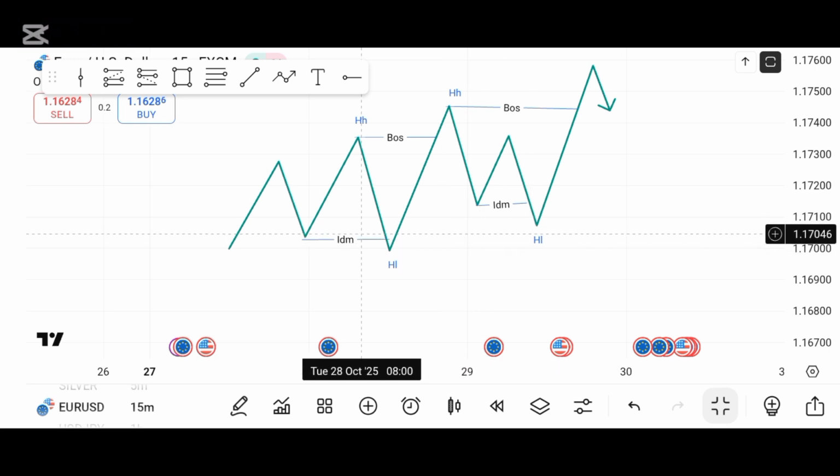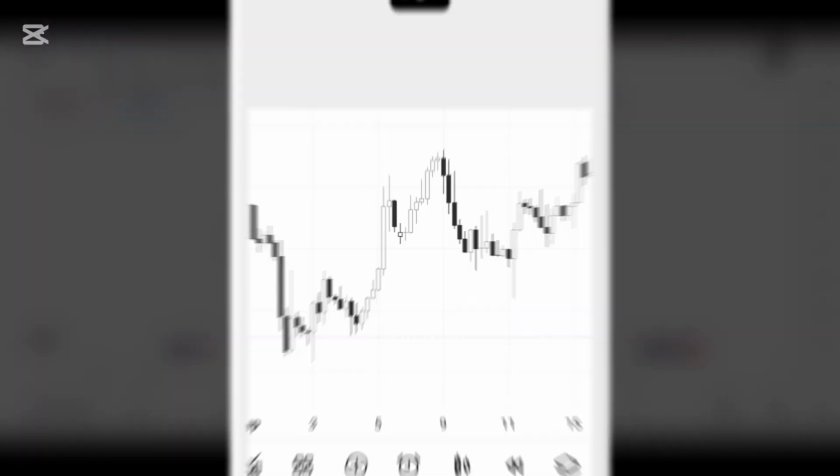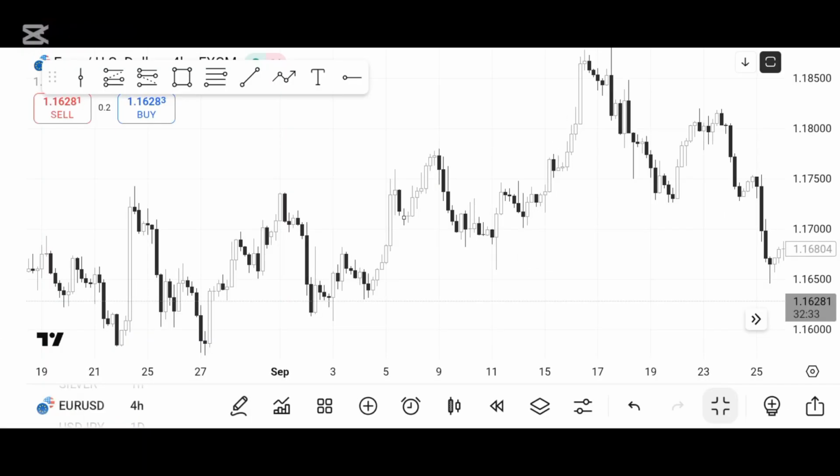Now, you might say this is just a drawing. Okay, now let's head over to the chart. Let's see what the real chart looks like. Now we are in the real chart. Let us see whether what we said before is actually what happens in the market.